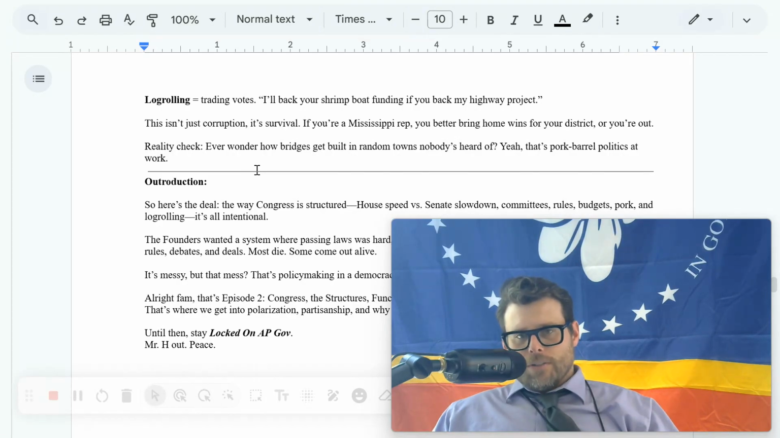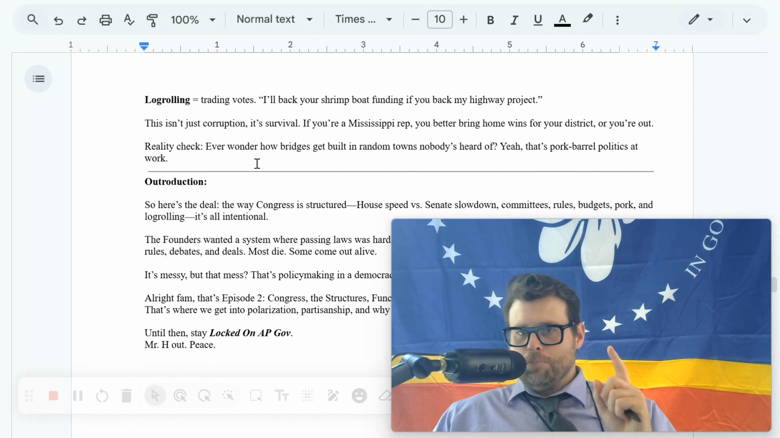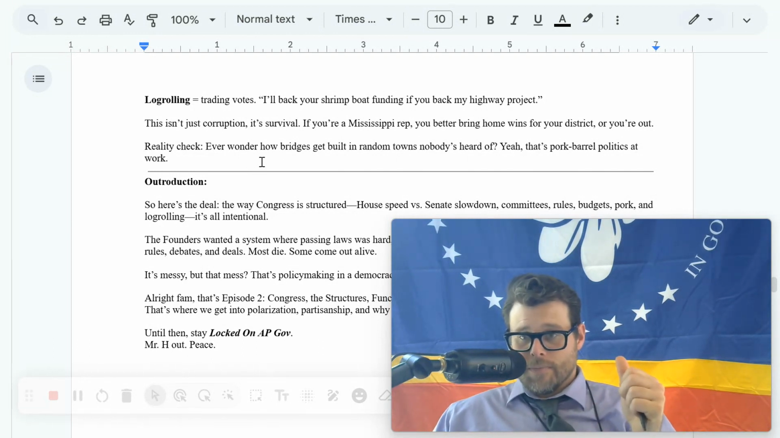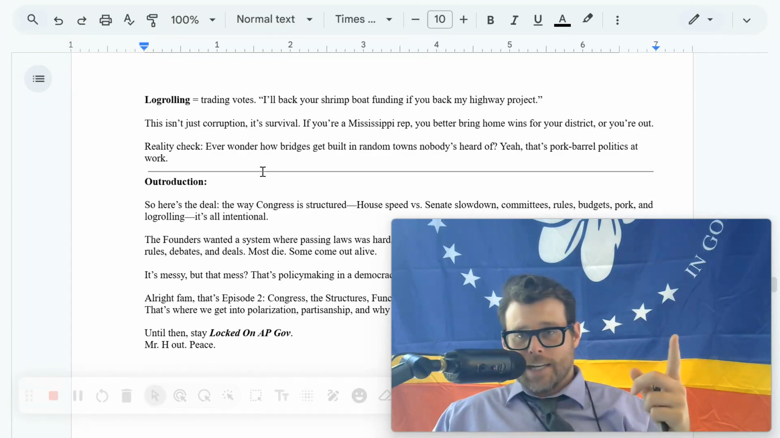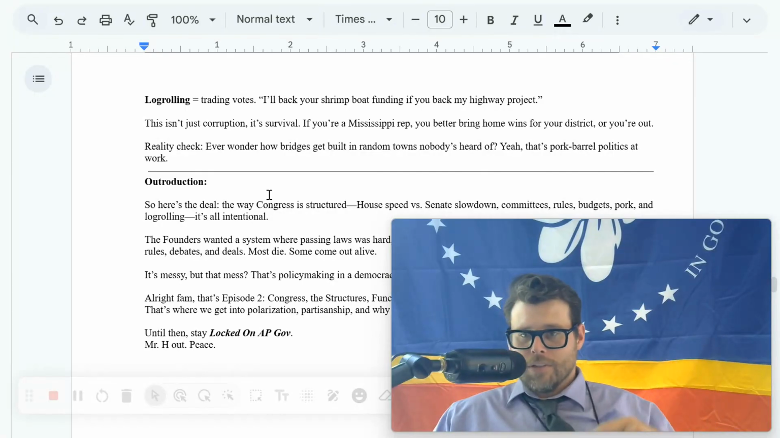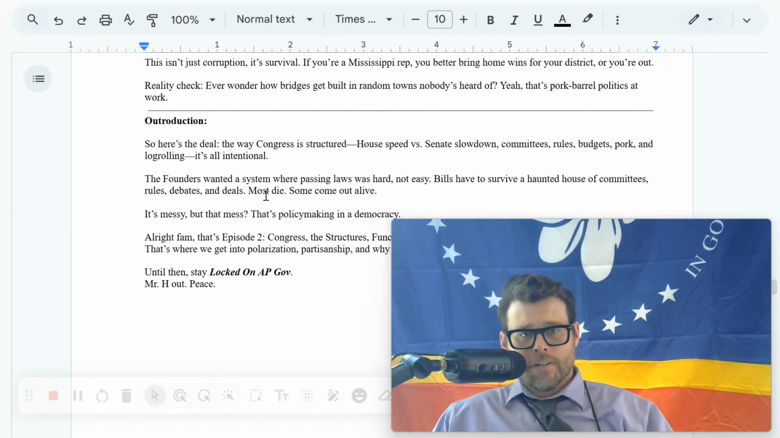This isn't just corruption, it's survival. If you're a Mississippi rep, you better bring home wins for your district, or you're out. Every 24 months, you go up for re-election. If you don't bring home the bacon, we vote you out. So reality check, guys. Ever wonder how bridges get built in random towns nobody's heard of? Well, yep, that's pork barrel.